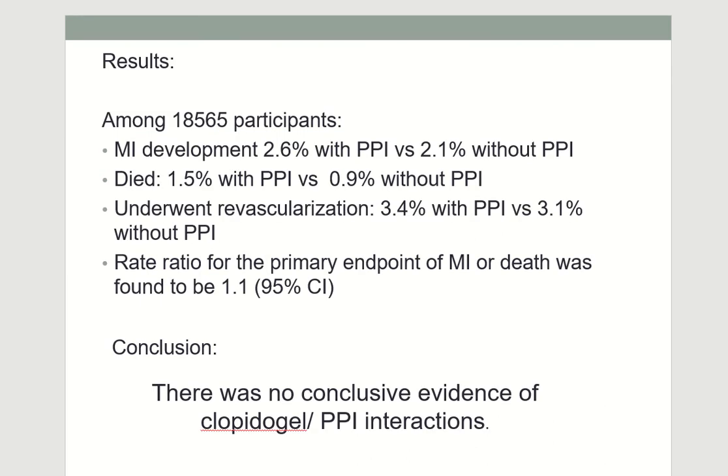The results among the 18,000 and something participants: MI development was 2.6% with PPI versus 2.1% without PPI. Regarding death, 1.5 for PPI, 0.9 without PPI. Underwent revascularization, 3.4 with PPI, 3.1 without PPI. The rate ratio for the primary endpoint of MI or death was found to be 1.1 with a confidence interval, which is not repeated here, and therefore the conclusion: there was no conclusive evidence of clopidogrel-PPI interaction.